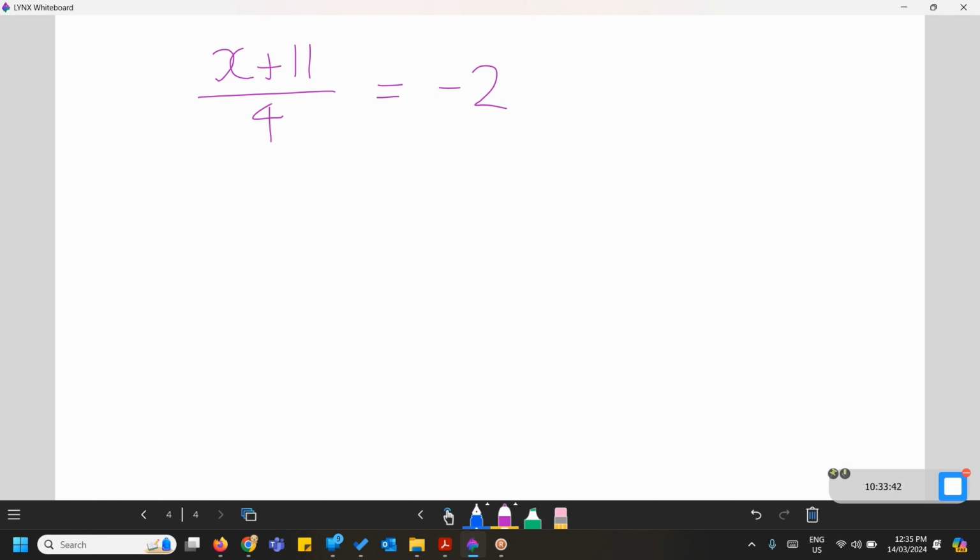We have a fraction, yep. And what that basically means, we've got x plus 11 divided by 4, and that equals minus 2. Same as before, I want my final answer to be x equals some number. So I need to get rid of the 4, and I need to get rid of the 11. Okay? That's a bit messy now, I might just rewrite them.